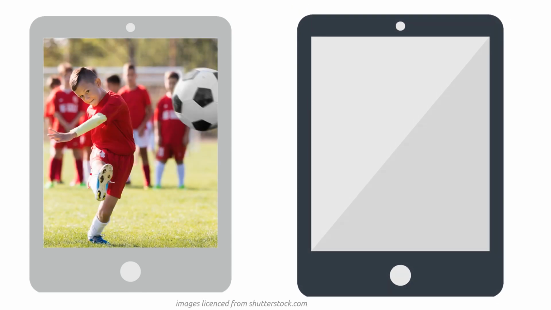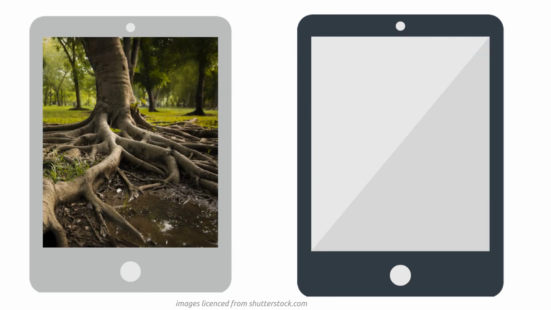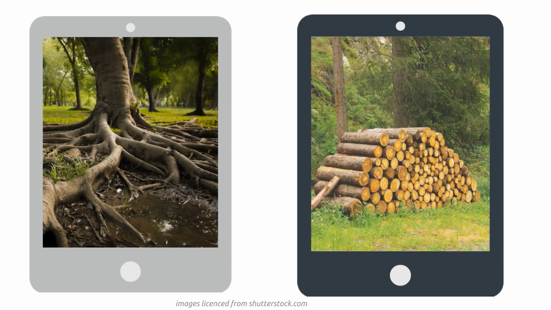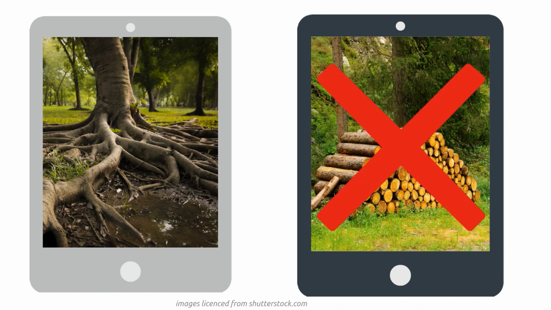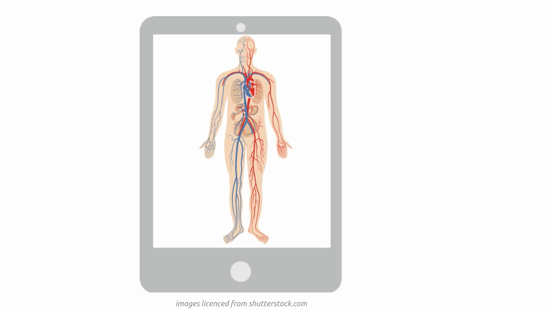Let's look at what a system is and what it is not. A soccer team is a system. People standing on a soccer field is not. The roots of a tree is a system. A pile of wood is not. The human body is a system, as are many of its internal organs. These organs represent a system within a system.